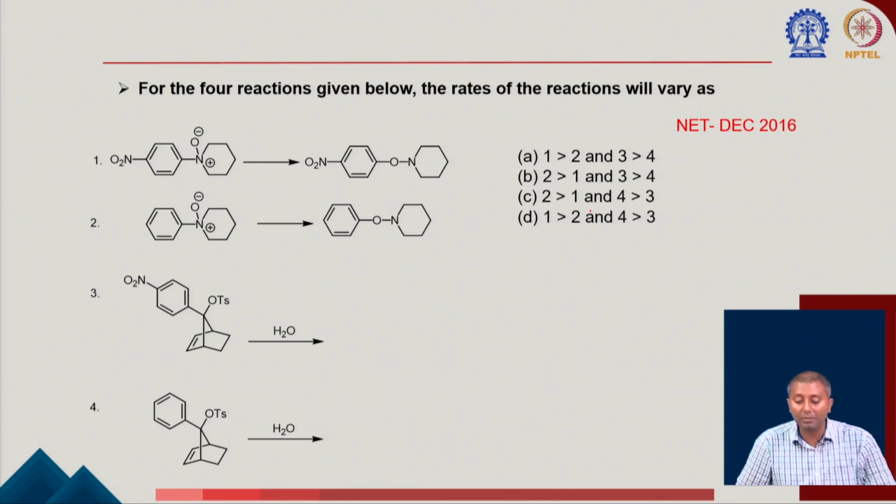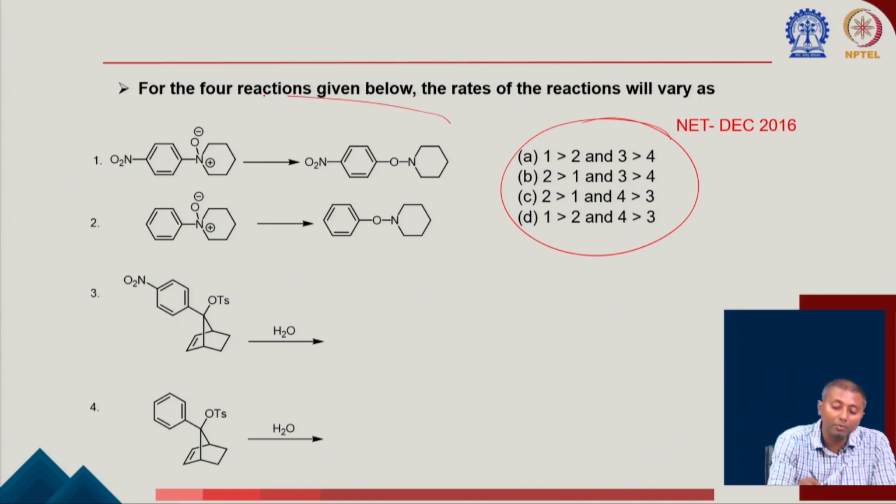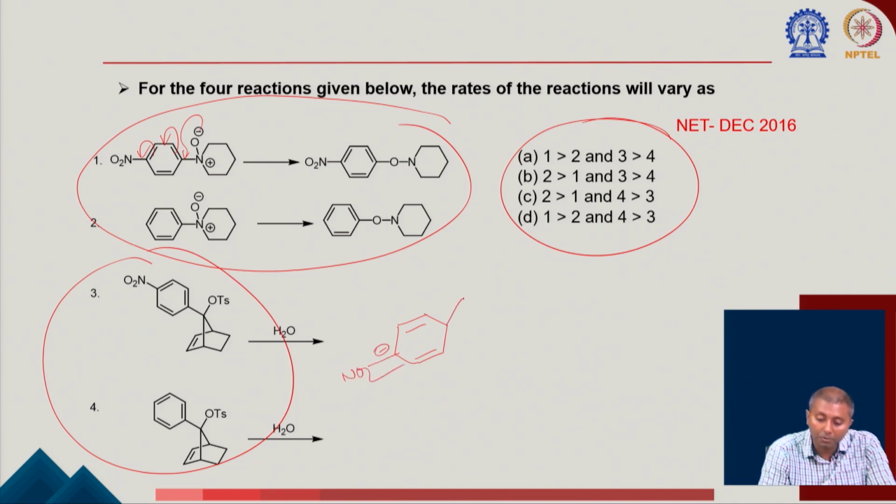For the 4 reactions given below, the rates of the reaction will vary. So they have actually arranged them from the highest to the lowest. So if you compare between 1 and 2 versus 3, and then compare between 3 and 4. Let's try to compare between 1 and 2. So if you see from the starting material to product, it is clearly understandable that some sort of a nucleophilic attack is happening from the O minus, some sort of a nucleophilic aromatic substitution type reaction happening for formation of a species like this.